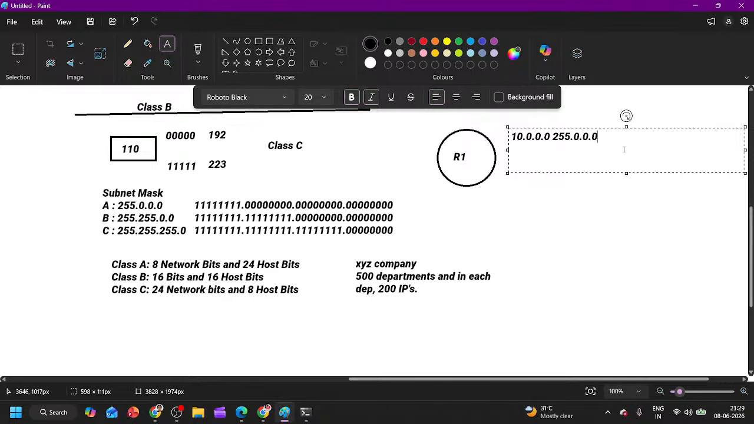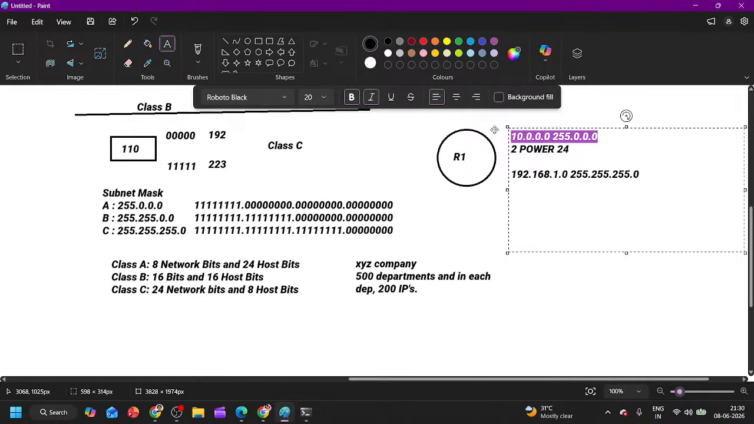So this is the entry. It means there are 2 power 24 IP addresses, but only 200 users are there. And if I make an entry like this in the routing table of a router, 192.168.1.0 and subnet mask 255.255.255.0, tell me, to check this route in the routing table, or to check that route, when will the router use more memory or more CPU?